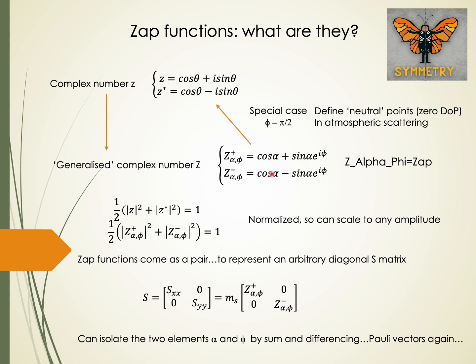Now, one useful thing about these is they're kind of normalized in the sense that, just as with complex numbers, we can arrange that the sum of the squares of z and its partner is equal to 1. We can do the same with the ZAP functions. So they go together as a pair, and we can normalize them to be equal to 1, and that means we can scale them to any amplitude we like, or we can think about scattering without amplitude involved, and just in terms of the polarization, if you like, in terms of these ZAP functions. So they come as a pair, and a great way to use them as a pair is to represent the family of diagonal S matrices as shown here.